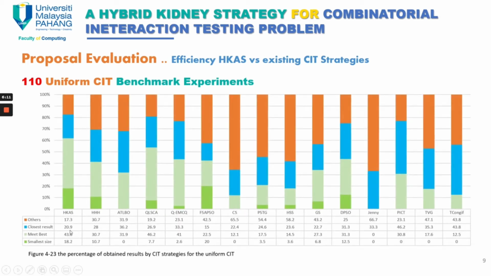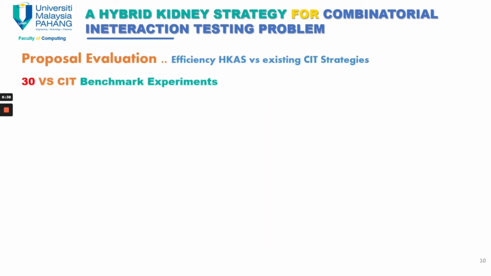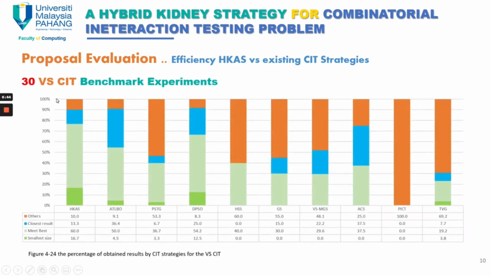We can find that the HKS or WHKS produce the most optimum results, with 60% of these 110, and the next has only around 17% which is close to the optimum, while the others are not comparable to our strategy. Also, in terms of supporting variable interaction strength, this strategy produces 78% better or near to the optimum result compared to the others.